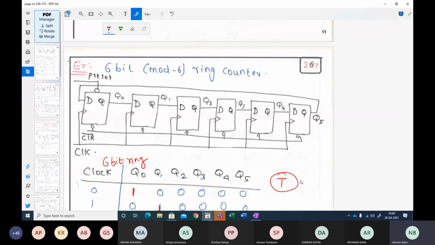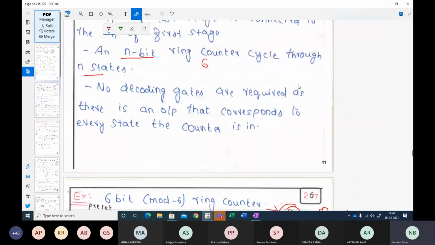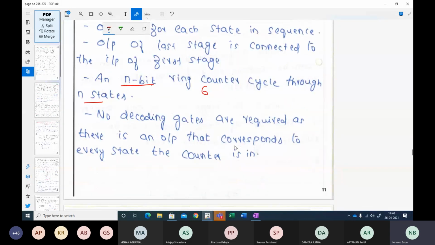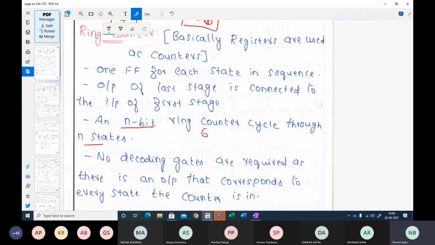If we are not using T flip-flop, then we will not be using JK flip-flop also, right? So in case of ring counter, we will be using D flip-flops, and indirectly a shift register, right? We have already seen that registers will normally be implemented using D flip-flops. Hence, registers are used as counters, more specifically as ring counters.